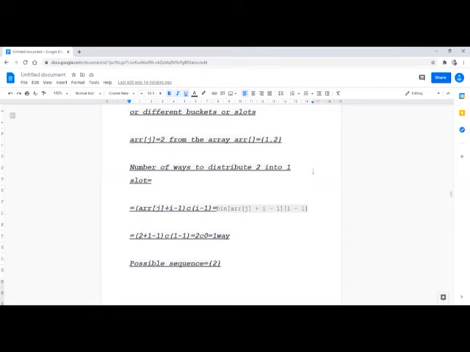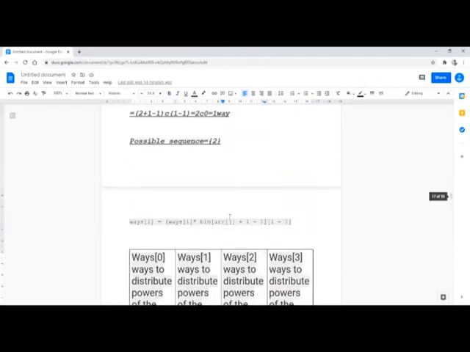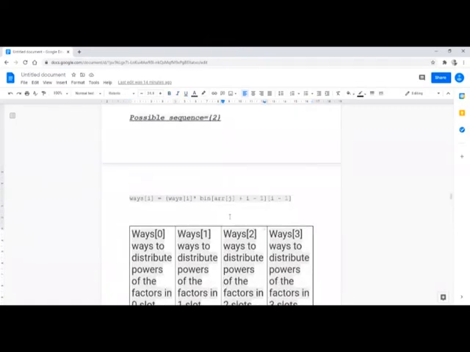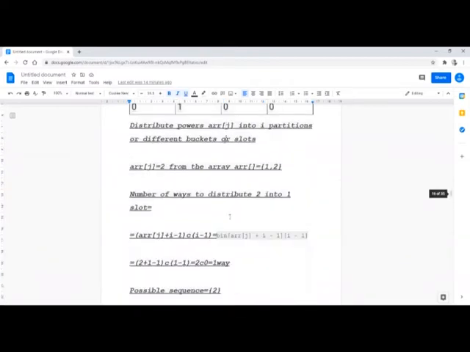I is the slot index, which is 1 slot, so it is 2 minus 1 c 1 minus 1, which is 2c0. There's only one way to do it. The possible sequence is we put the 2 items in the one slot. So ways of I is updated with ways of I multiplied by the number of ways we calculated here. So we multiply it with 1.